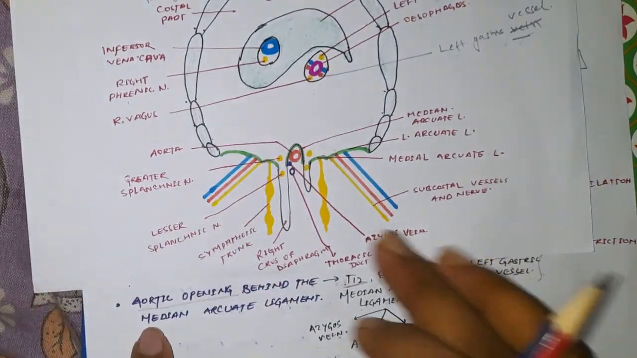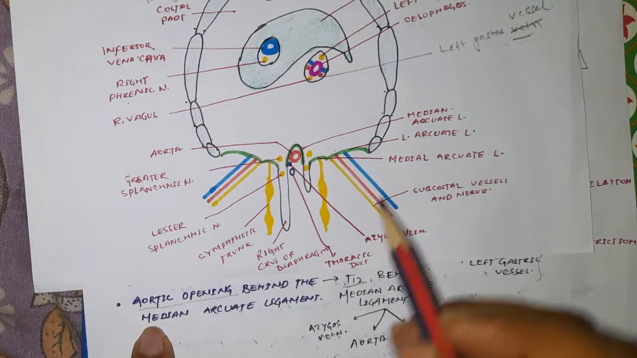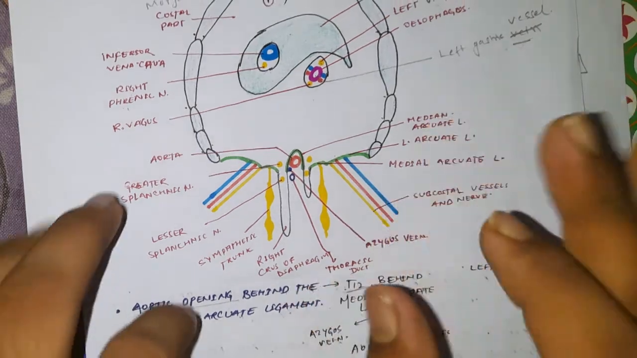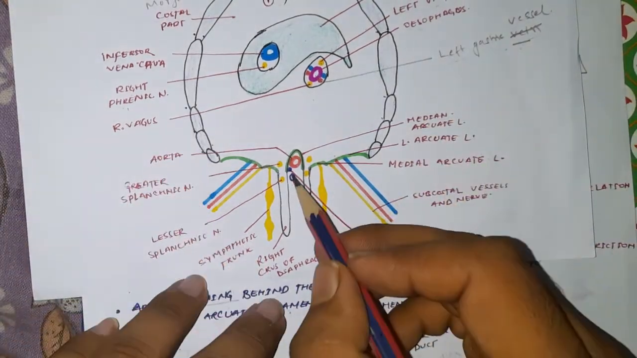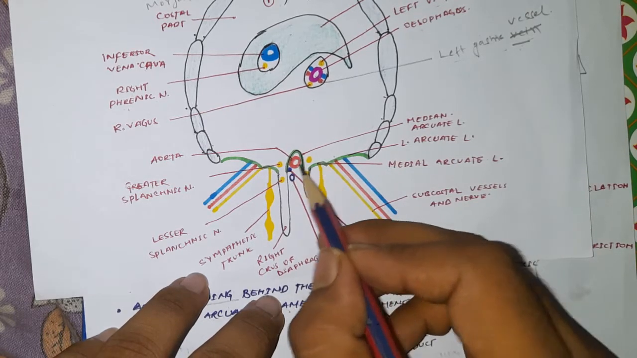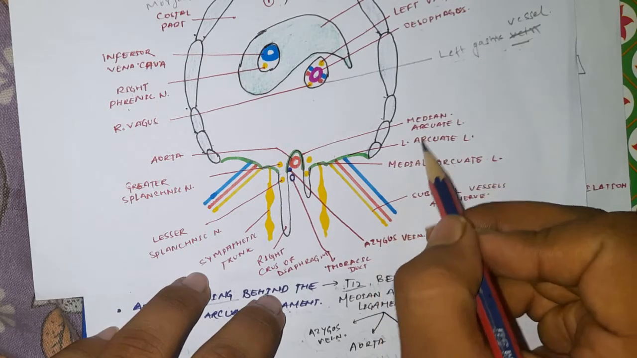And then the aortic opening behind the median arcuate ligament. There are three ligaments. The first ligament is the median ligament. This is the median ligament, and this is the medial. Both are different. This is the spelling of median and medial.